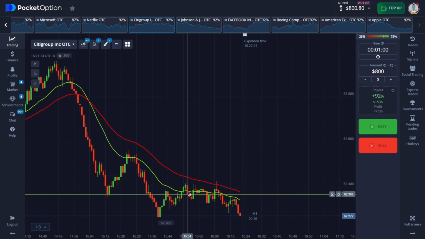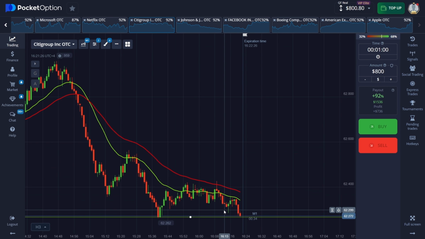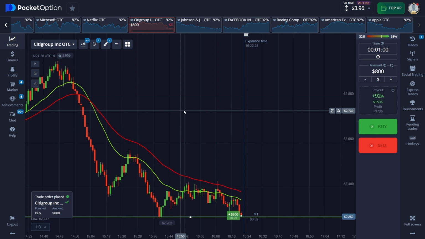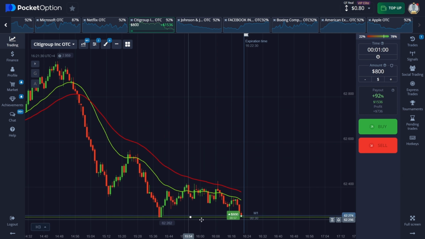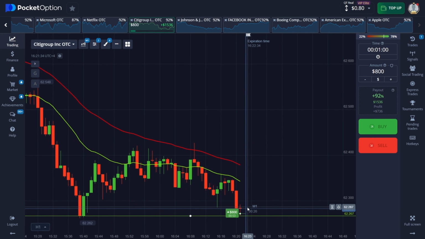Here we have a trade for the upside move on Citigroup OTC because there's a support level. I placed a trade for the upside move on Citigroup OTC for $800, and exactly when I placed the trade, the candle started to reverse and is going in our favor right now. Let's wait for the candle to close.